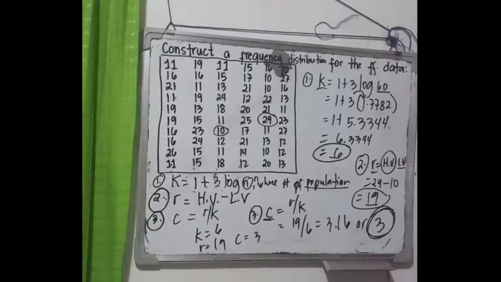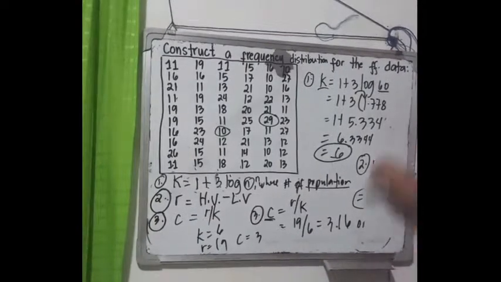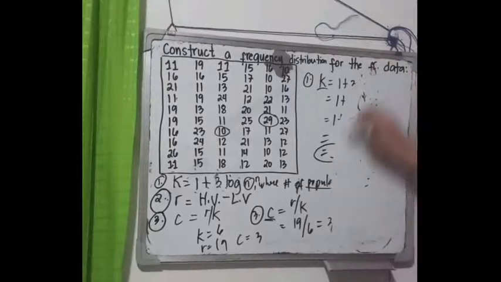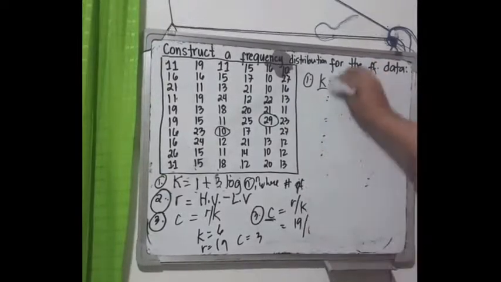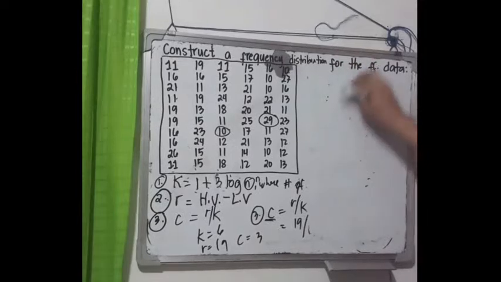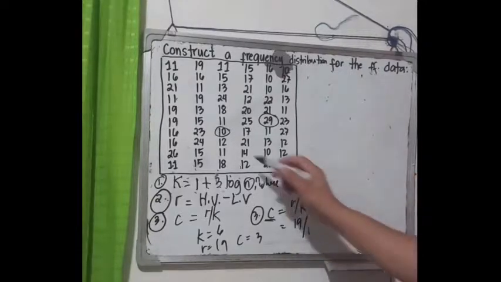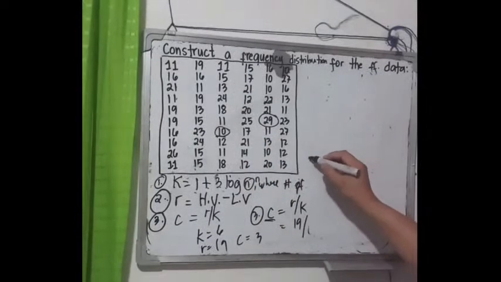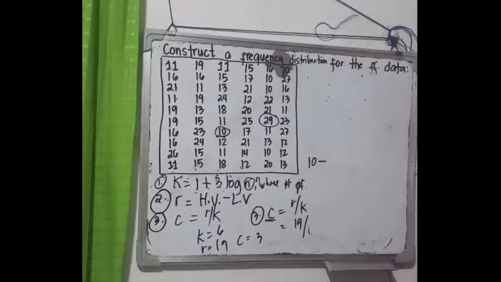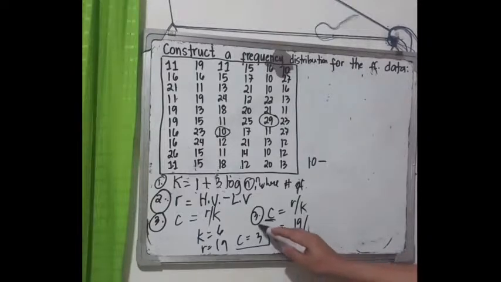Okay, next, we need to construct a frequency distribution table. Step number 4, set the lowest value as your first lower limit. What is our lowest value? That is 10, and the class size is 3.